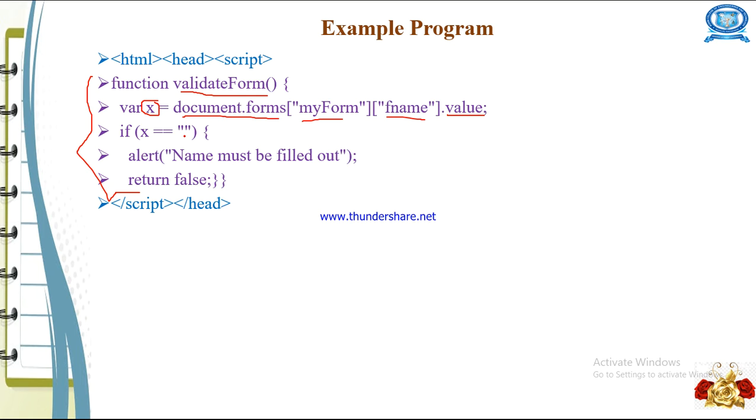So our conditional says the alert name must be filled out. Null means just give the alert message: the name must be filled out. Then return false. Then close the script and the head. The script was already open and the head also open, now both are closed.